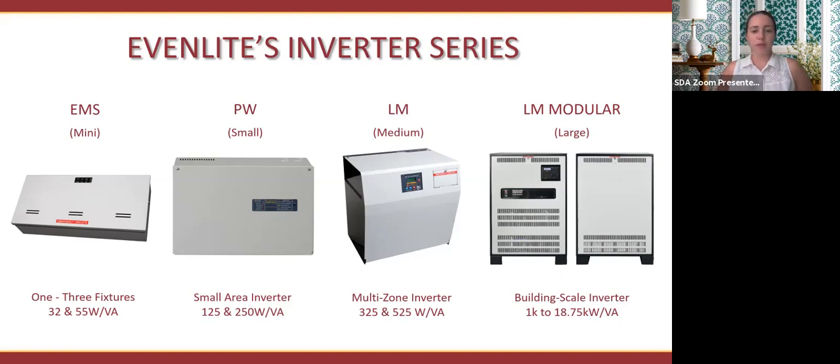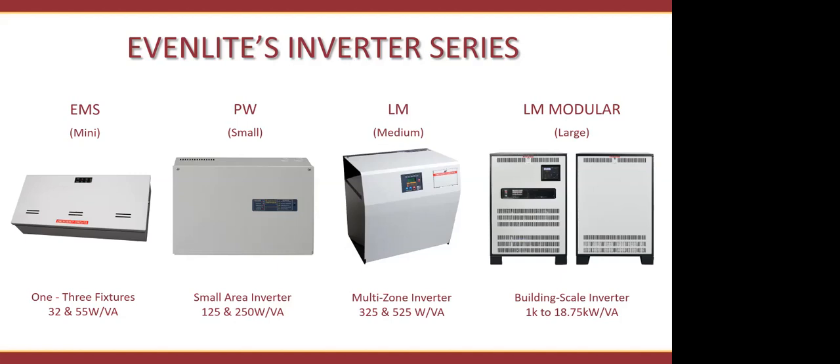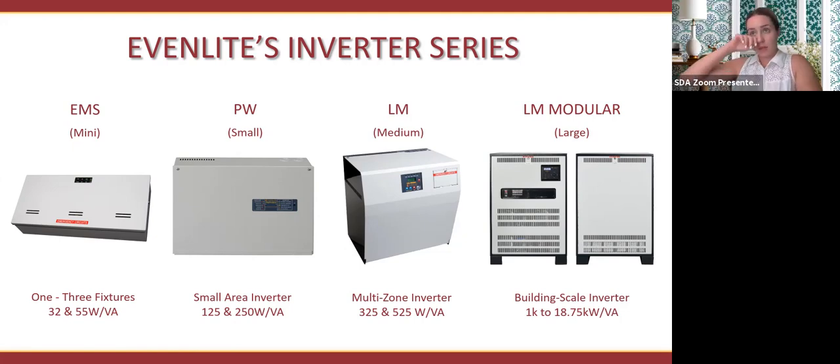What's the magic number? On the EMS and the PW, it's 85%. On the LM, it's 85%, and then on the LM modular, it's 90%. Gotcha, makes sense. So the larger the inverter, the smaller the number.